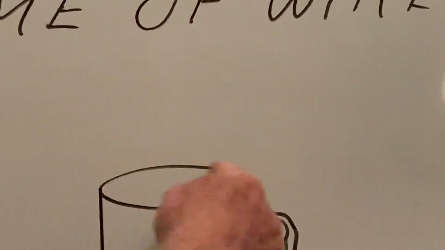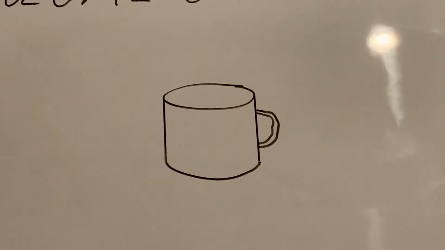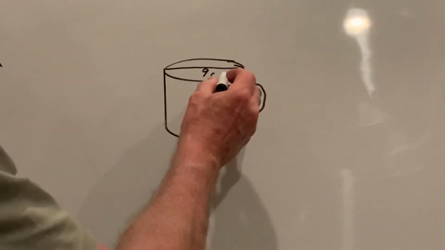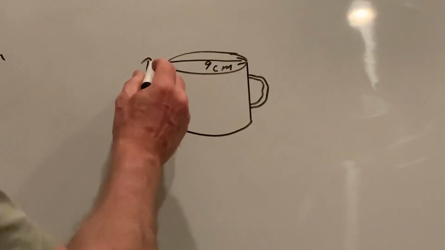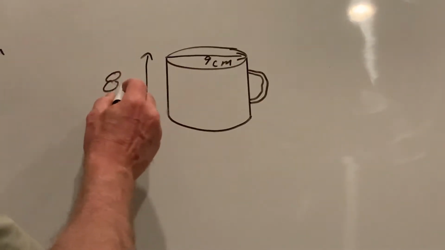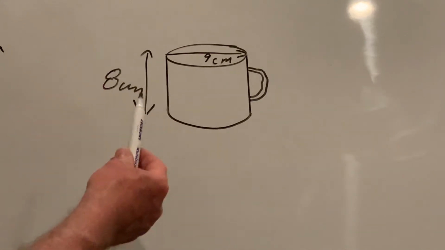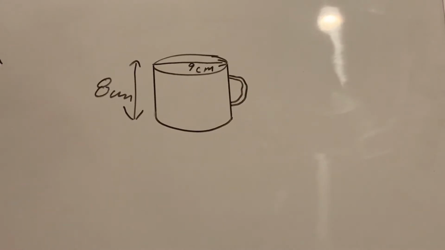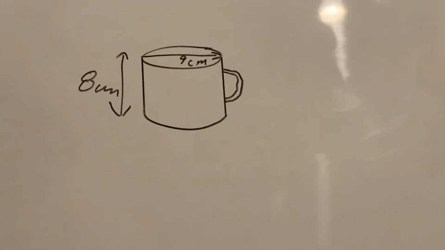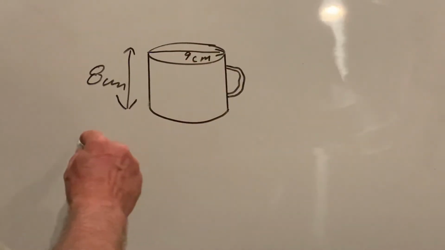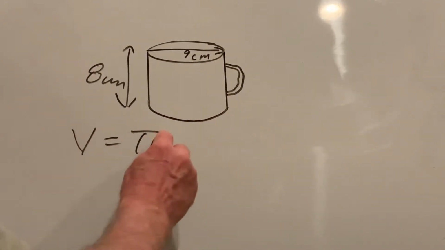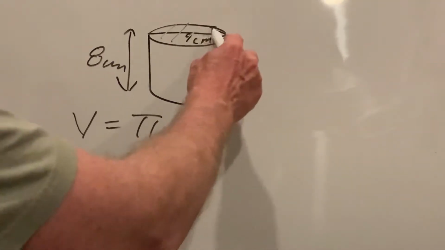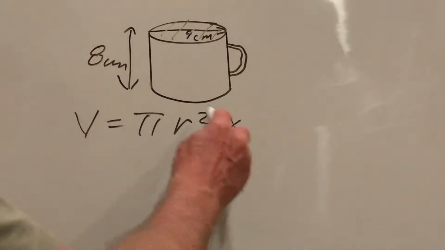If we measure it down like that, it's about 8 centimeters. So we have a diameter of 9 centimeters across here, and we have a height of 8 centimeters. I'm not sure if you know how to work out the volume of a cylinder, which is basically what it is, but I'll show you. The volume of a cylinder equals pi r squared, which is the area of the top, times the height.